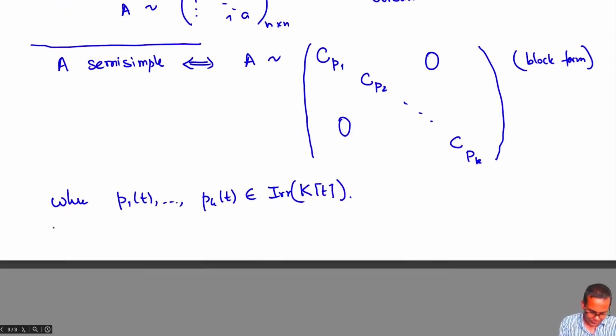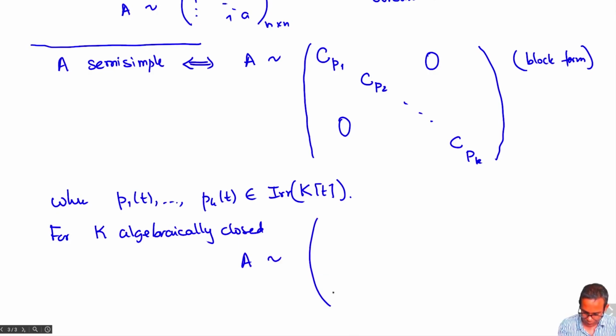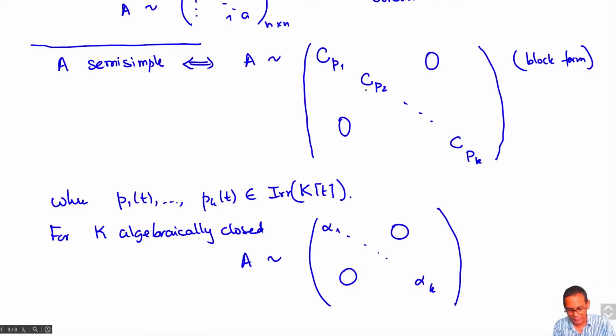And if K were algebraically closed, this would mean that A is similar to a diagonal matrix with entries alpha 1 up to alpha K, because these irreducible polynomials would be of the form T minus alpha 1, T minus alpha 2, up to T minus alpha K for some alpha 1 up to alpha K in K. In other words, the semi-simple matrices over an algebraically closed field are precisely the diagonalizable ones.